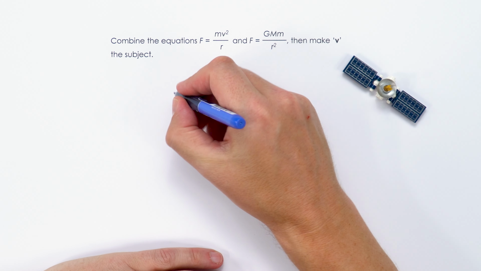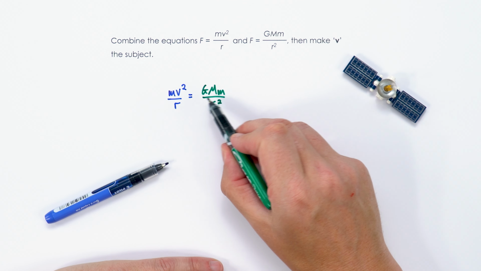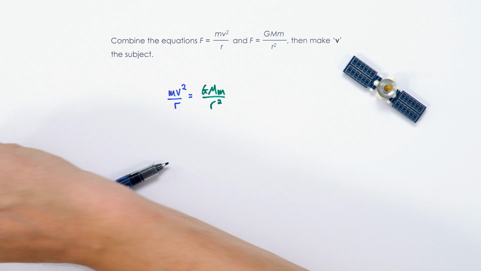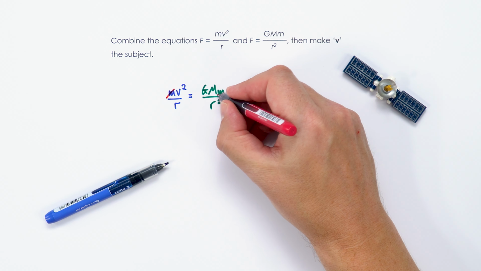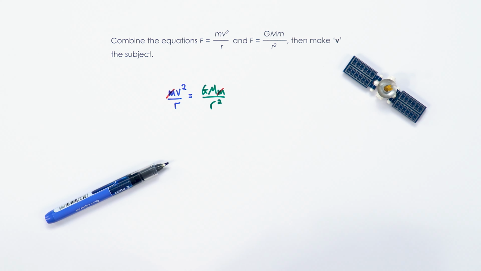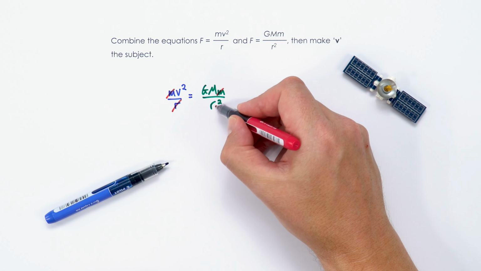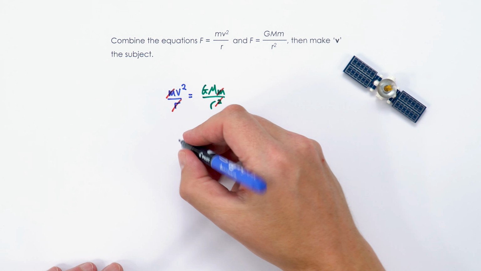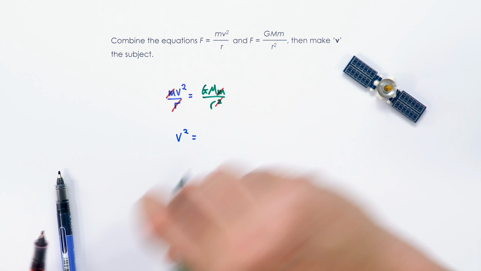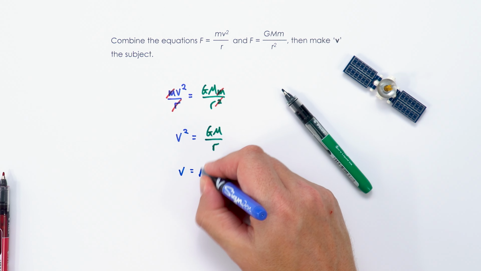So that means we can say that mv squared over r is equal to GMm over r squared. We've got an m on both sides, so we can cancel those. And we've also got 1 over r and 1 over r squared. So imagine if we were to multiply both sides by r, that one would disappear, and this one here would just become r. So we can then say that v squared is equal to GM over r. And to make v the subject, we simply just have to square root both sides.